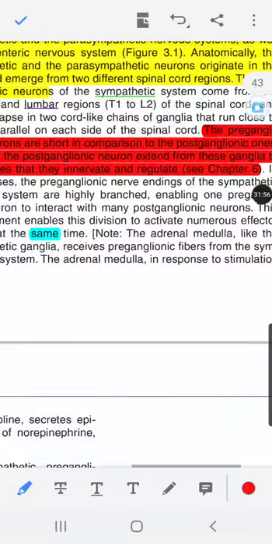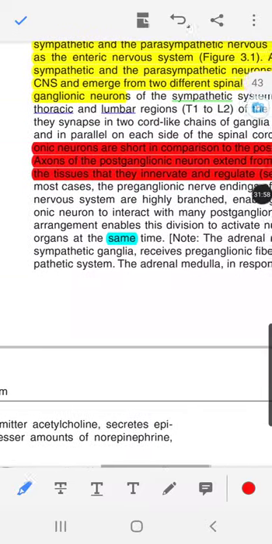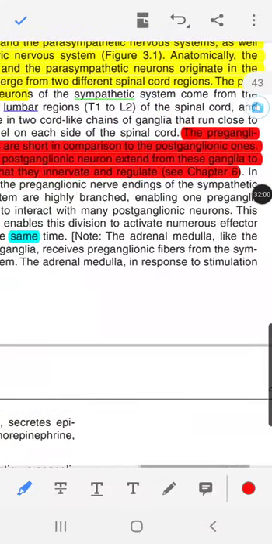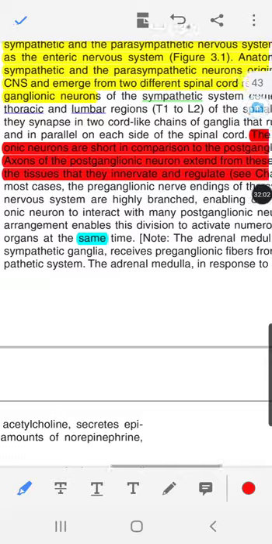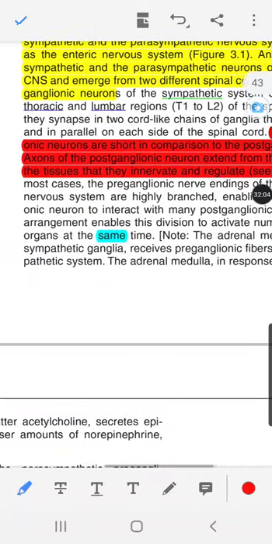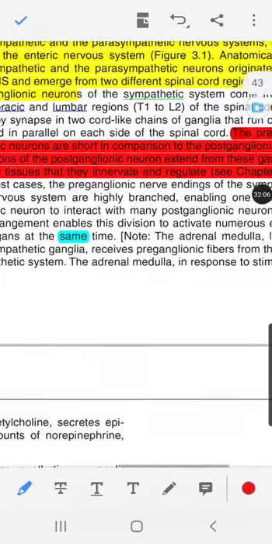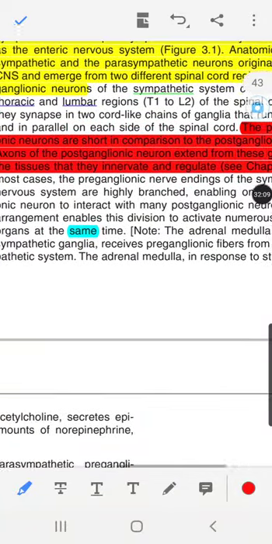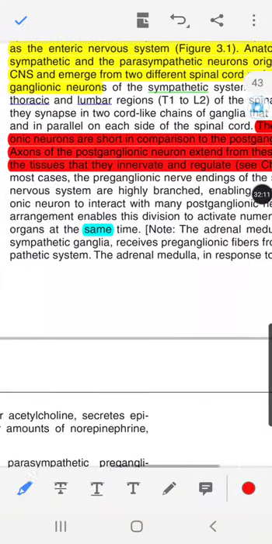In most cases, the preganglionic nerve endings of the sympathetic nervous system are highly branched, enabling one preganglionic neuron to interact with many postganglionic neurons. This arrangement enables this division to activate numerous effector organs at the same time.